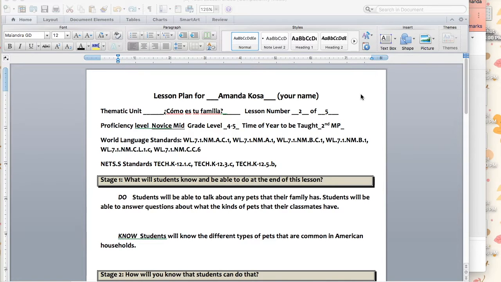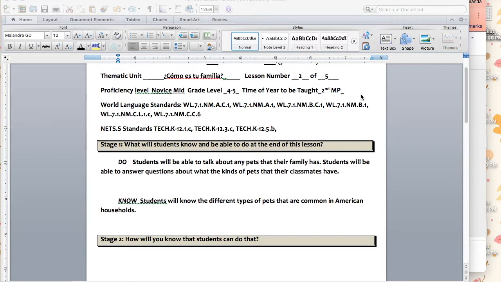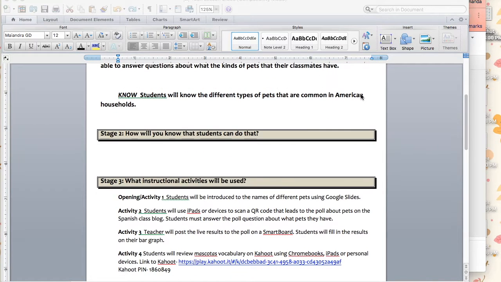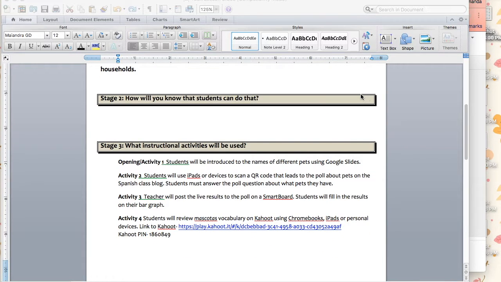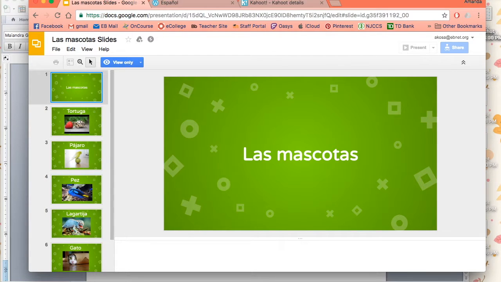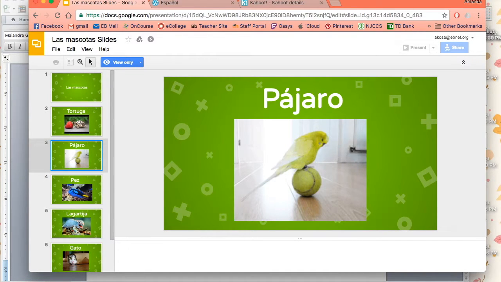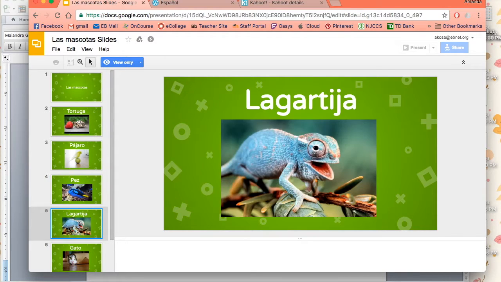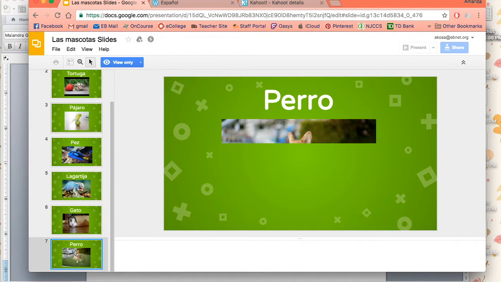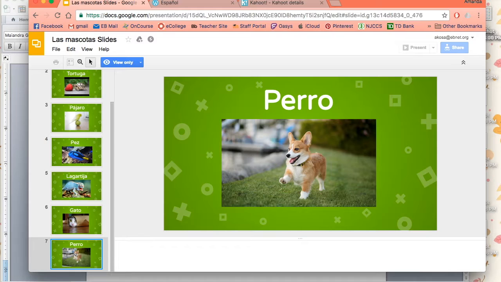In the second lesson, students will continue to talk about their family by learning to talk about any kind of pets that their family might have. They will be able to answer questions about what kind of pets their classmates have. So for the opening, they will be introduced to the different kind of pets that are common in American households by using Google Slides. So this is really simple, just going through some of the pets. I'm trying to find some funny pictures to keep the students engaged. So we're only going to focus on 6 pets for now.